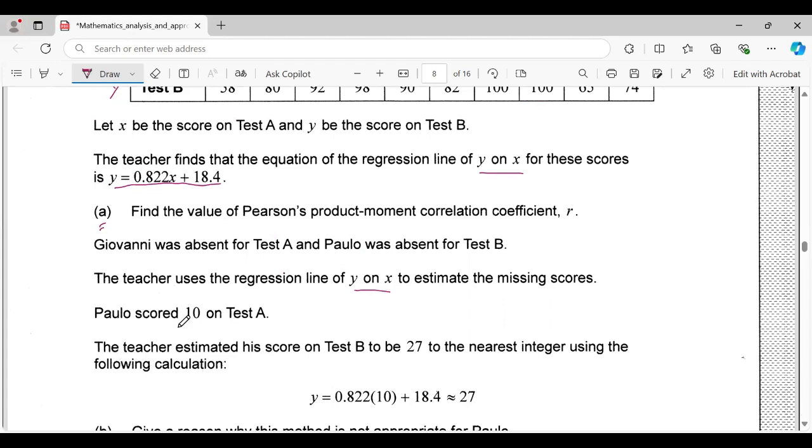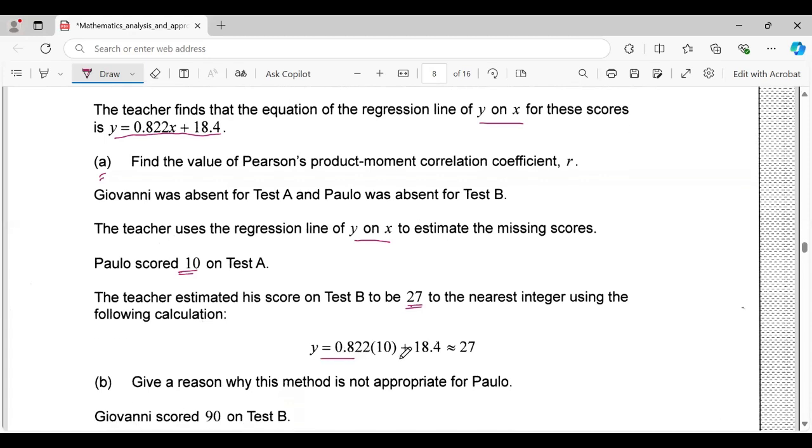So Paolo has a score on test A, and his score is 10. And the teacher estimated Paolo's score on test B is 27. Okay. Teacher estimated that by this regression equation, Y equals 0.822X plus 18.4. Based on this equation, its result is 27. Right. So it's based on this regression, Y on X.